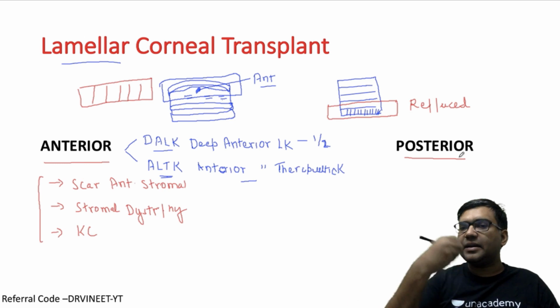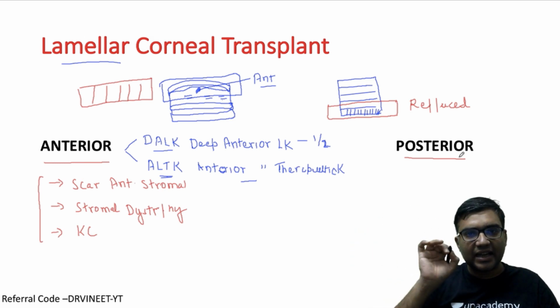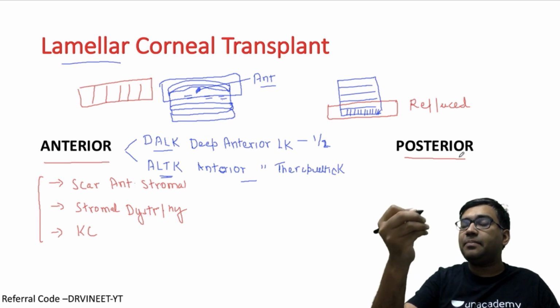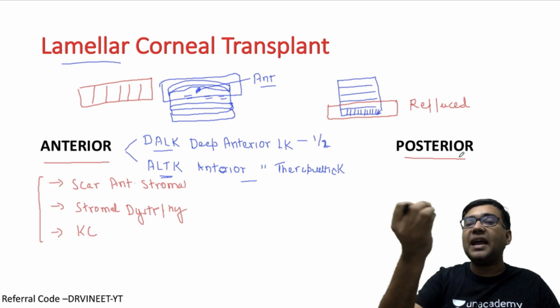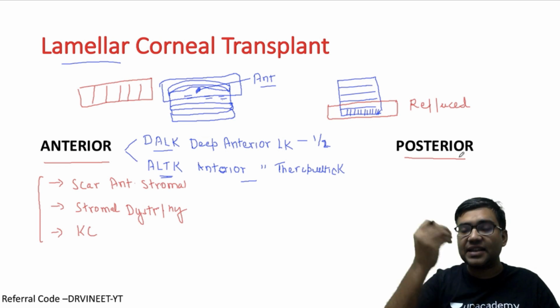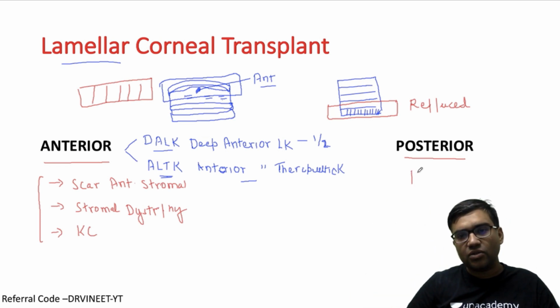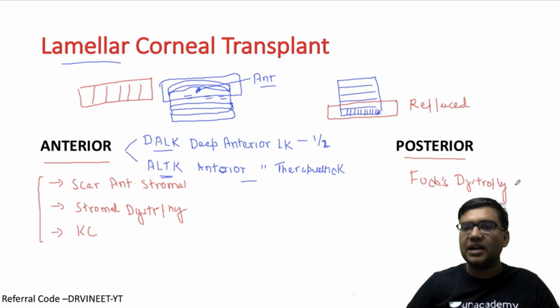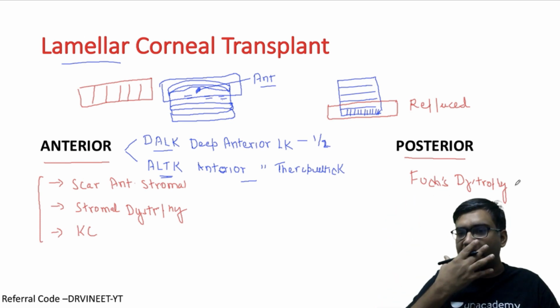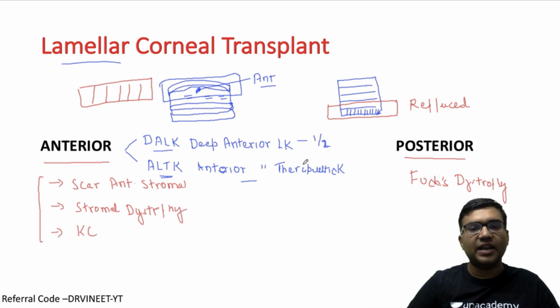Now what are the indications of doing posterior lamellar corneal transplant? So any disease where the endothelium or Descemet membrane is diseased. So examples are Fuchs dystrophy. We have heard about the Fuchs dystrophy where we have diseased endothelium. Okay, so we may have gutta in the endothelium, or we can have the basically decreased endothelial count. So these are the Fuchs dystrophy. Here we can do an endothelial transplant.